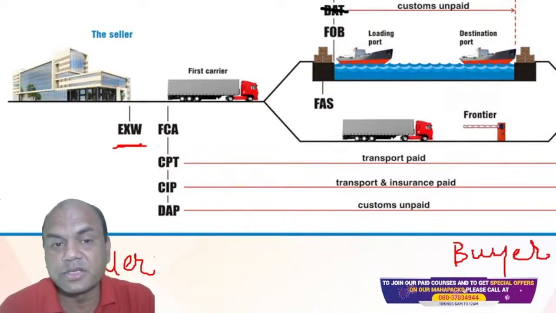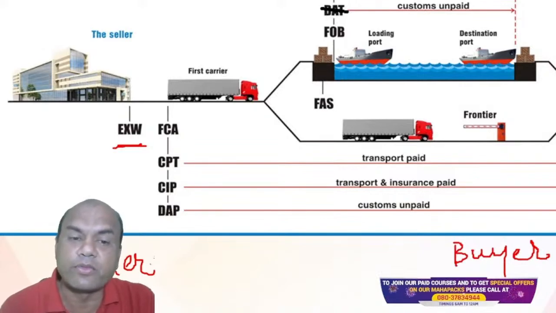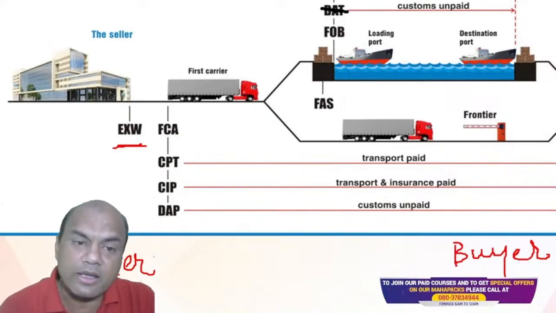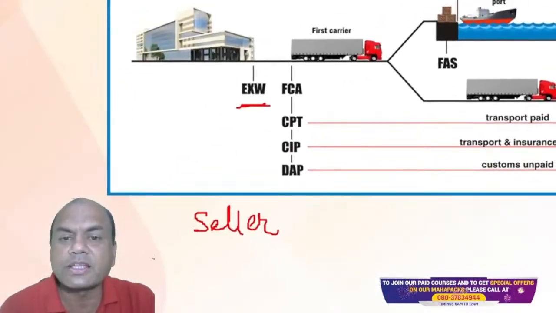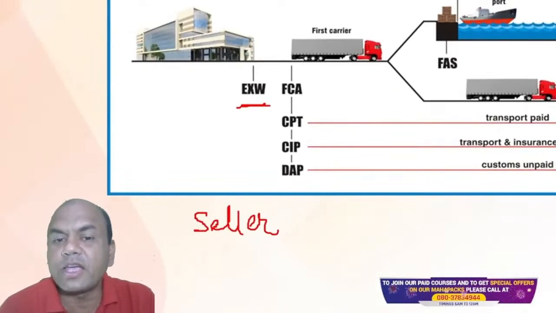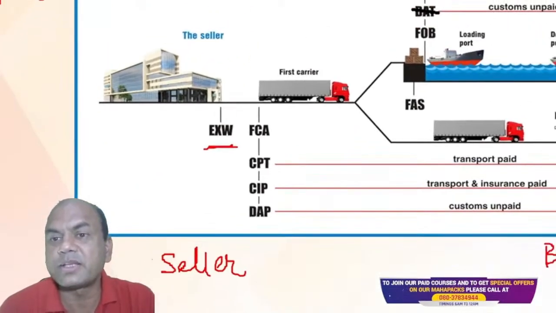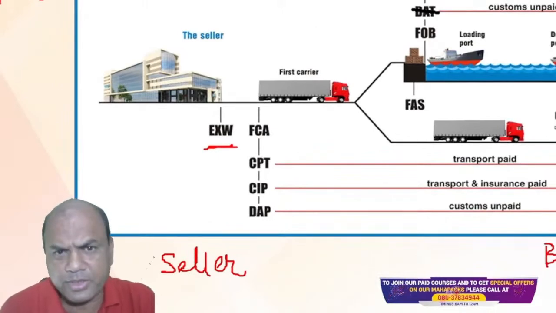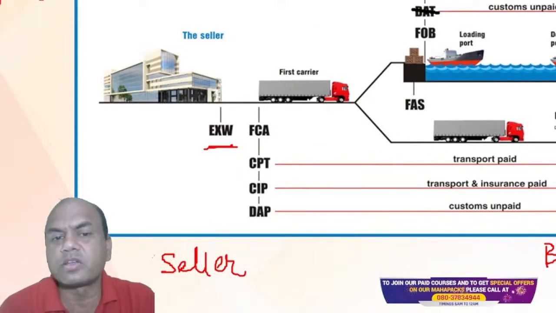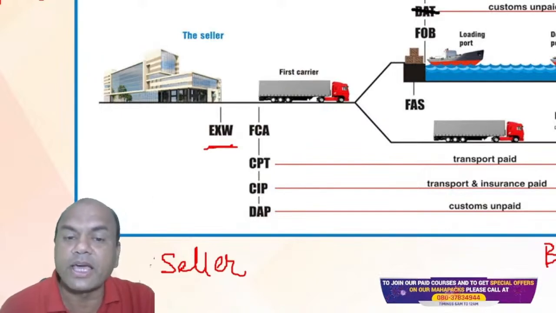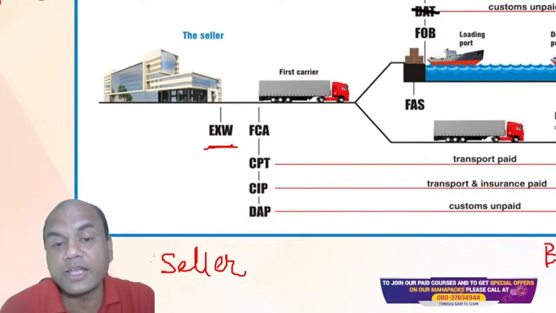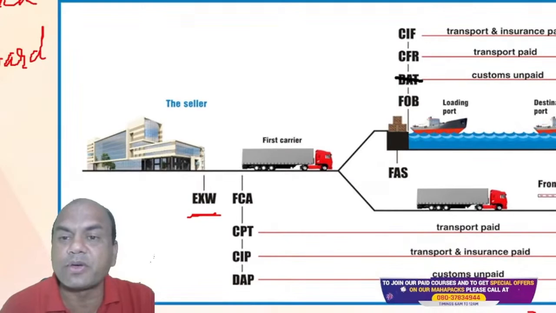What are these Incoterms? Firstly we have FCA, free carrier. Now free carrier is same as FOB. Remember this. FCA on road is same as FOB on ship. Simple. Here also the seller will just load the goods on this truck and that's it. Similarly, CPT, carriage paid to. This carriage paid to is same as CFR, cost and freight.